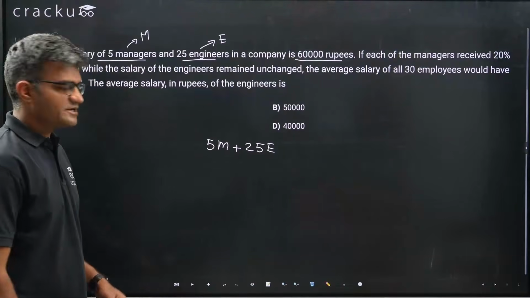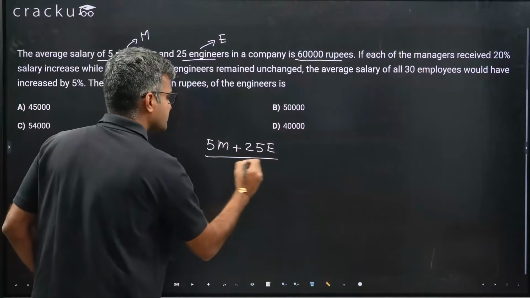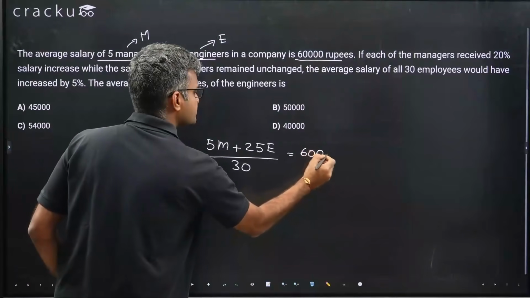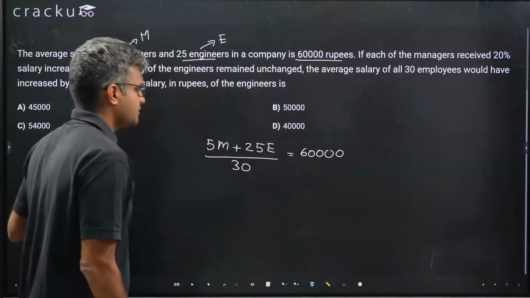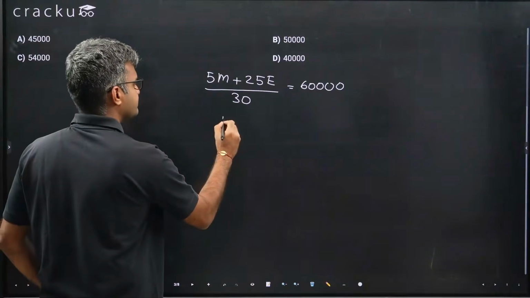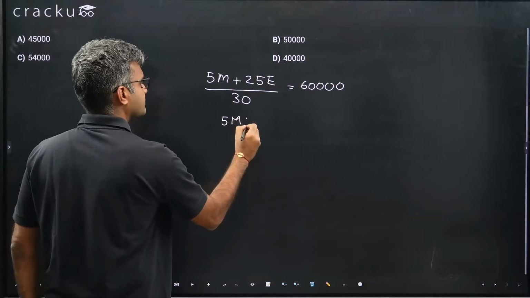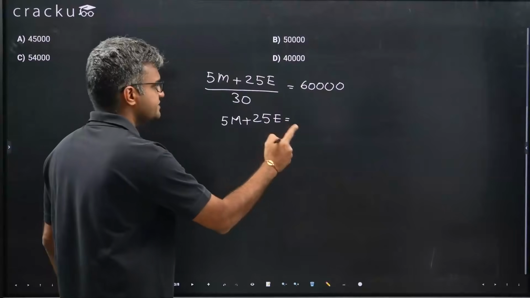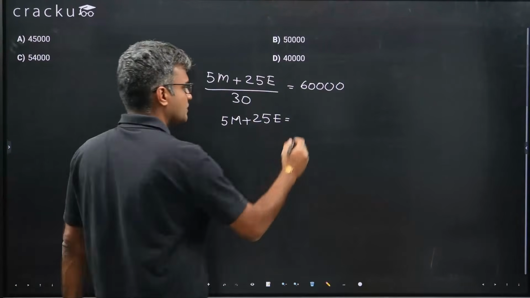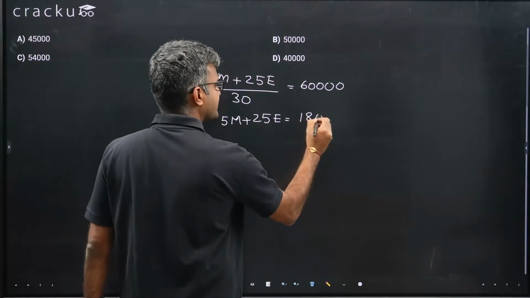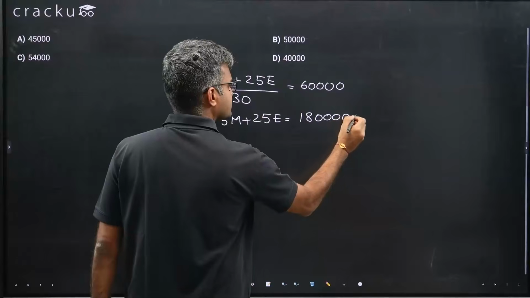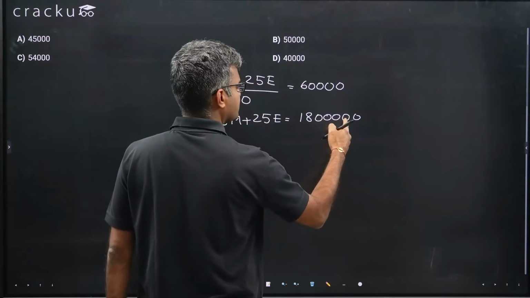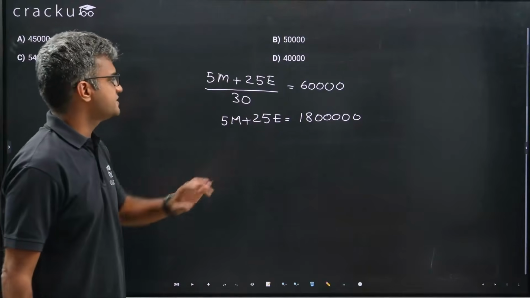What is the average salary? You divide it by 30. This we are told is equal to 60,000 rupees. Or 5M plus 25E is equal to 60,000 into 30. What is 60,000 into 30? That will be 18 lakhs. This is 1800, 18,000, 1 lakh 80,000. Yeah, there will be 5 zeros at the end of it.